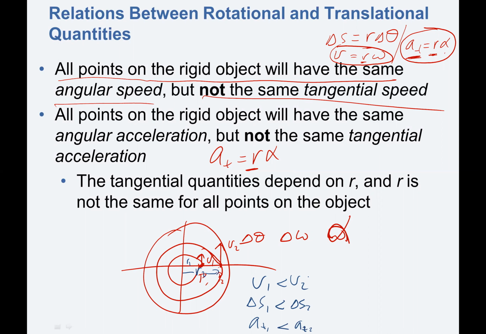That means you have two different particles, and they have different linear variables, but they all have the same angular variables. That's why we're always going to prefer using angular variables if you're talking about a rotating object.